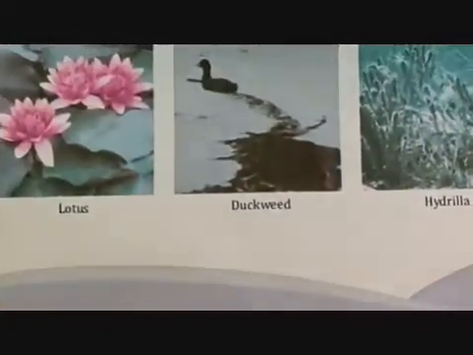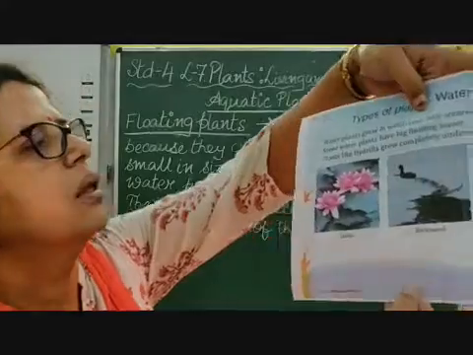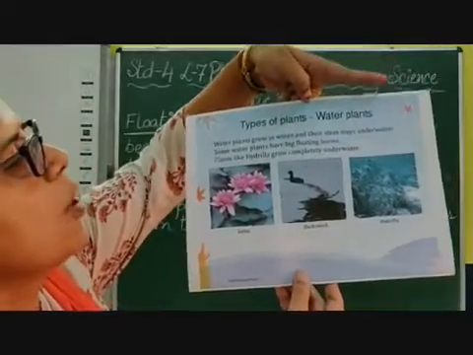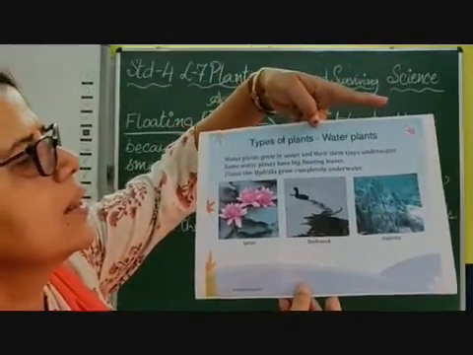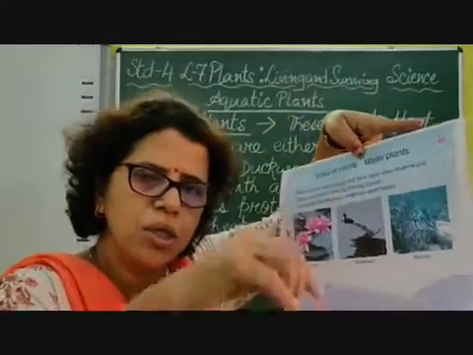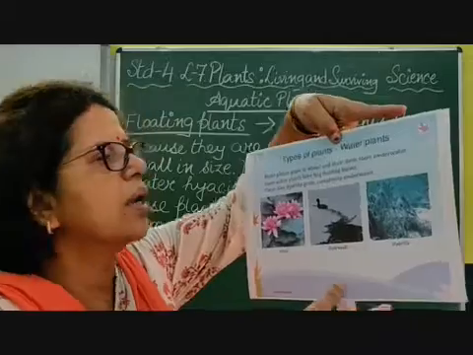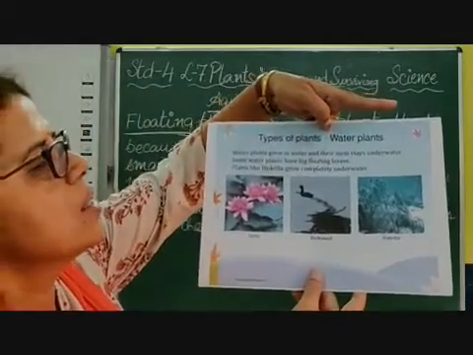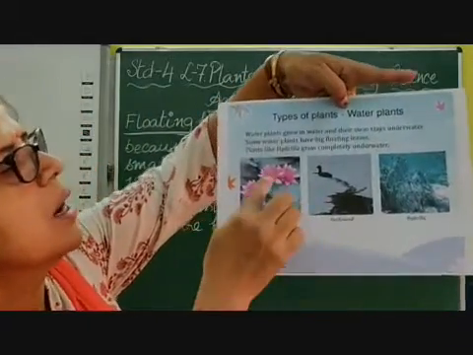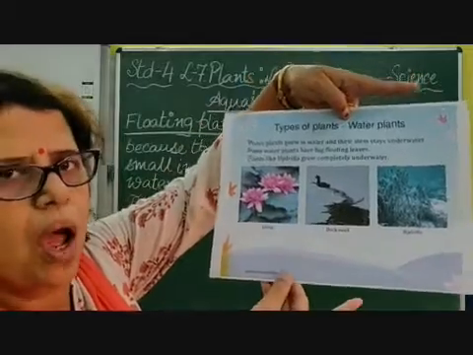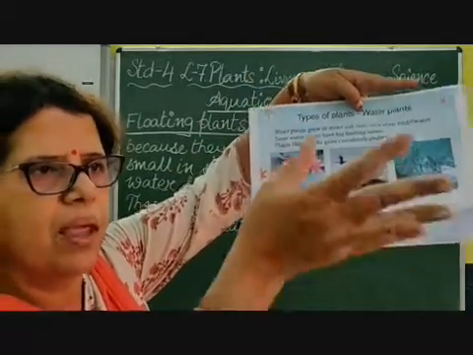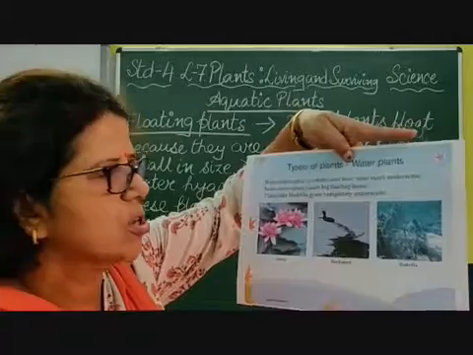I hope you can see it. You can see the types of water plants that grow in water, and their stem stays under the water. The stem is not outside like terrestrial plants, but is under the water. Some water plants have very big floating leaves, like the lotus plant. You have seen the leaves are very big and they float in the water.